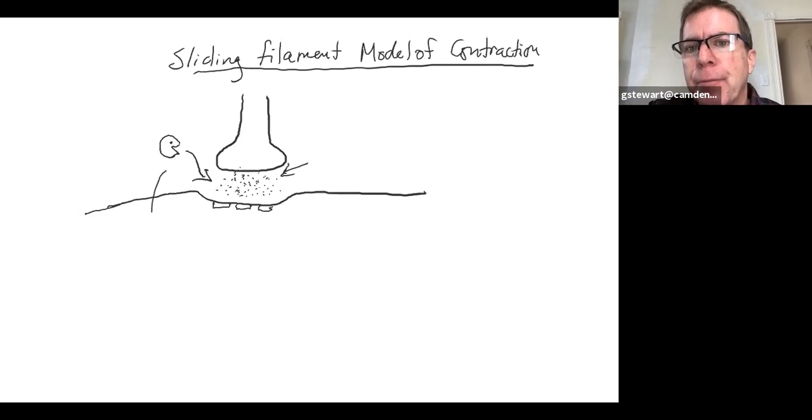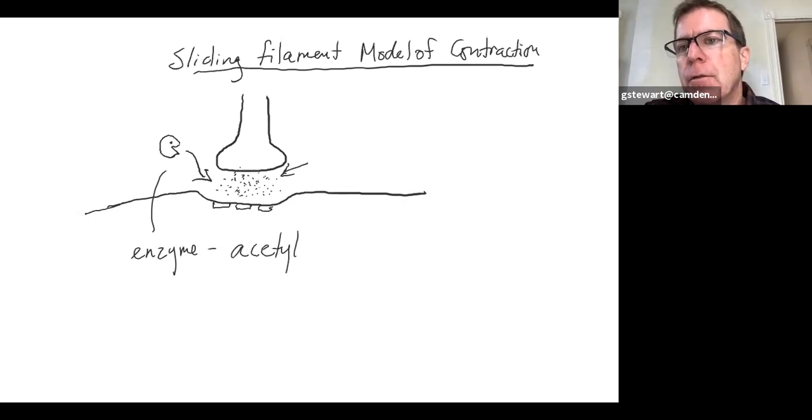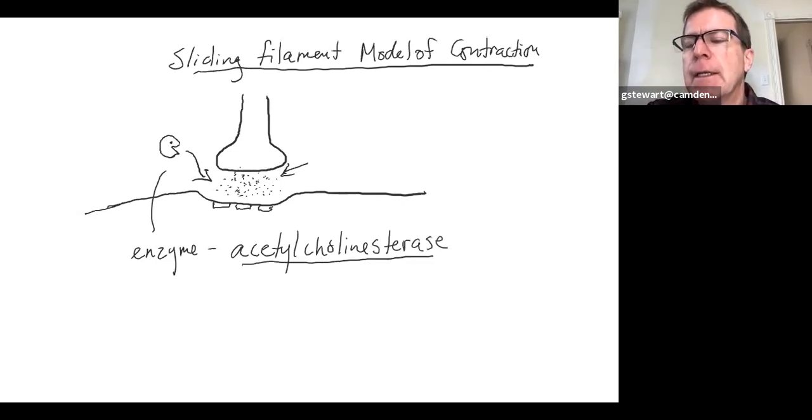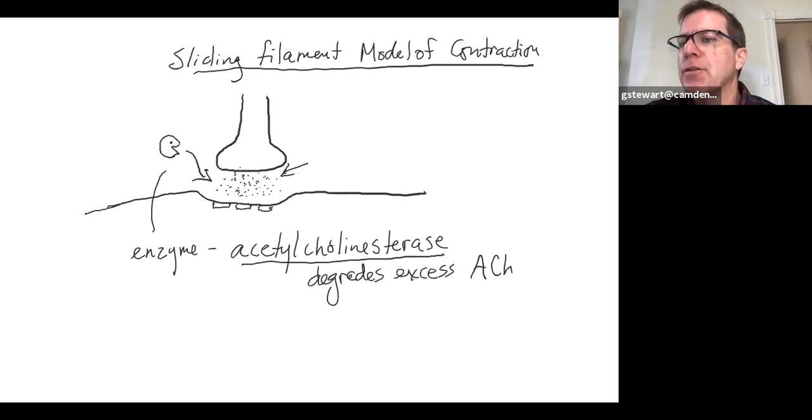This enzyme that cleans up that excess neurotransmitter in that space is called acetylcholinesterase. So it's two words mushed together. Acetylcholinesterase is the enzyme that degrades excess acetylcholine. Acetylcholine, by the way, is abbreviated ACh. So there is the bulk of the story that you need to learn for the first half of this book.